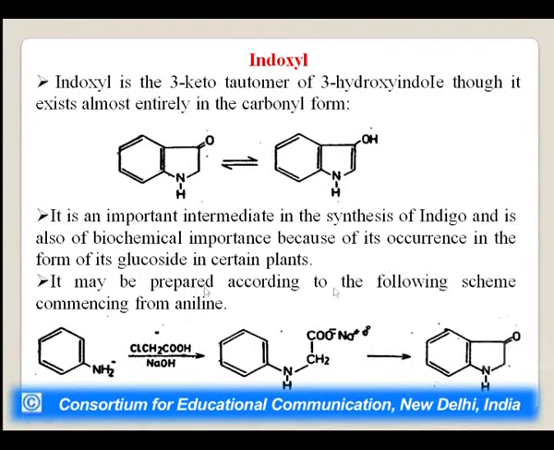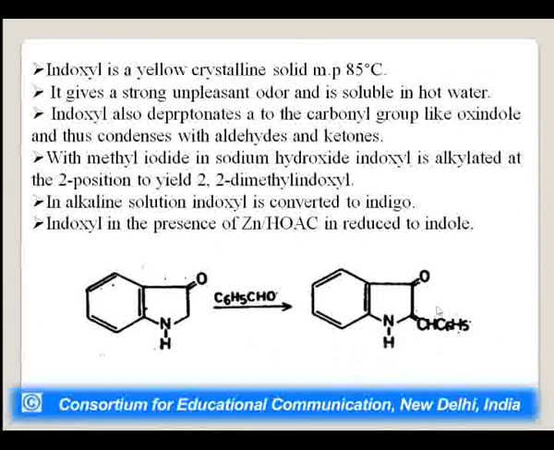It may be prepared according to the following scheme from aniline. Here you can see this is the aniline, this is chloroacetic acid in presence of NaOH. First of all, it will give you this kind of addition product, and followed by hydrolysis it will give you indoxyl. You can see this is the keto form. Indoxyl is a yellow crystalline solid having melting point 85 degrees Celsius. It has a strong unpleasant odor and is soluble in hot water. So, you can recognize it easily.